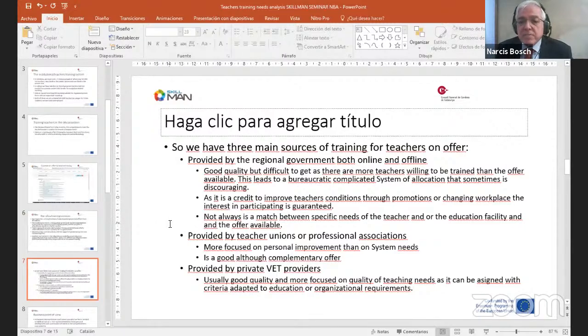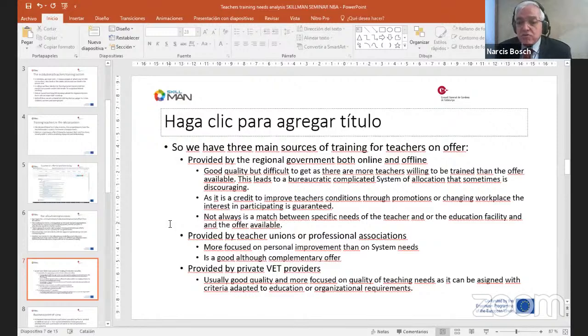The government system is good quality but difficult to get, as there are more teachers willing to be trained than the offer available. This leads to a bureaucratic, complicated system of allocation that sometimes is discouraging. As it is a credit to improve teachers' conditions through promotions or changing workplace, the interest in participating is warranted. Not always is there a match between the specific needs of the teacher and the education facility and the offer available.